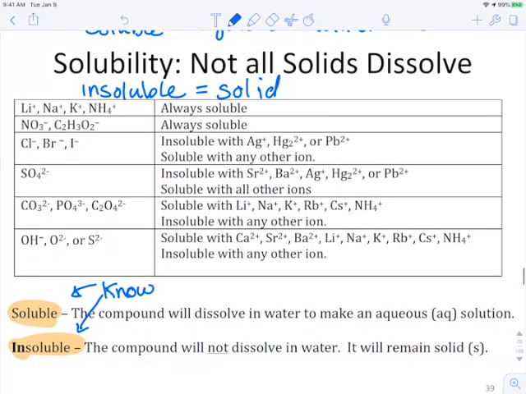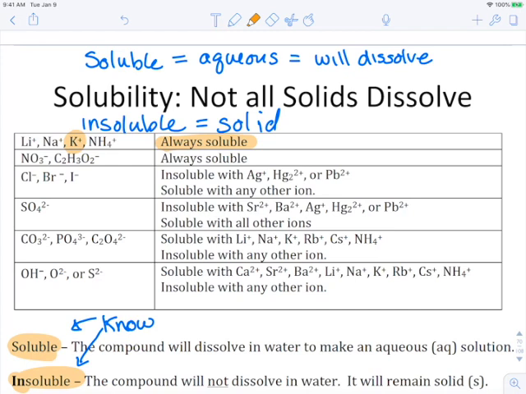And what I told you is on tests and quizzes, I will give you this solubility table, but I want you to know how to use it. So here we're going to look for either the K or the I. They will always agree with each other. So here is the potassium, and it says it's always soluble. And what we said about soluble is soluble means it will dissolve.